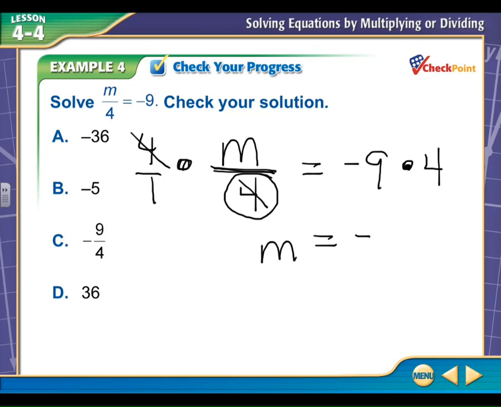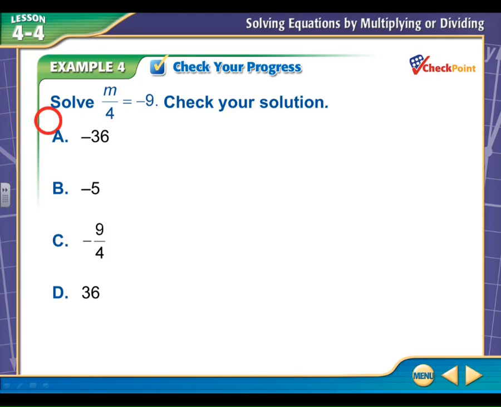So you've got to pay attention to your integer rules. A negative times a positive is a negative. And so we get -36, which would be A. All right, let's look at another one.